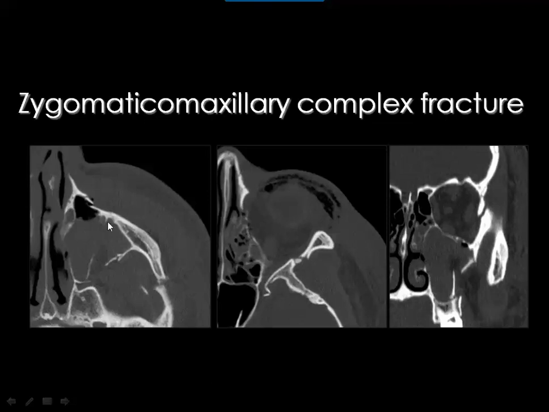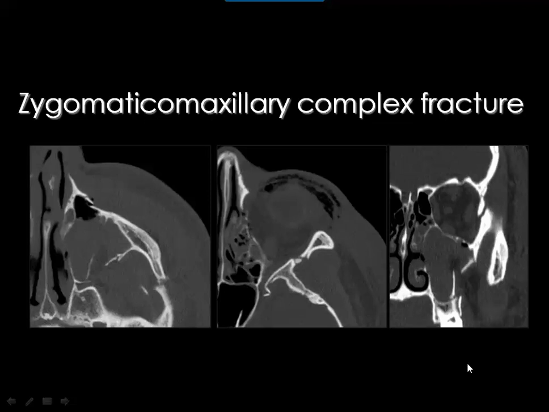The zygomatico-maxillary means disruption of the anterior wall of the maxillary sinus. Zygomatico-sphenoidal, disruption of the posterolateral wall of the maxillary sinus. Zygomatico-frontal, disruption of the lateral orbital wall. And zygomatico-temporal, fracture of the zygomatic arch or disruption of the zygomatico-temporal suture. Then you have the 4 components of zygomatico-maxillary complex fracture on the left side, with some surgical emphysema or subcutaneous emphysema.